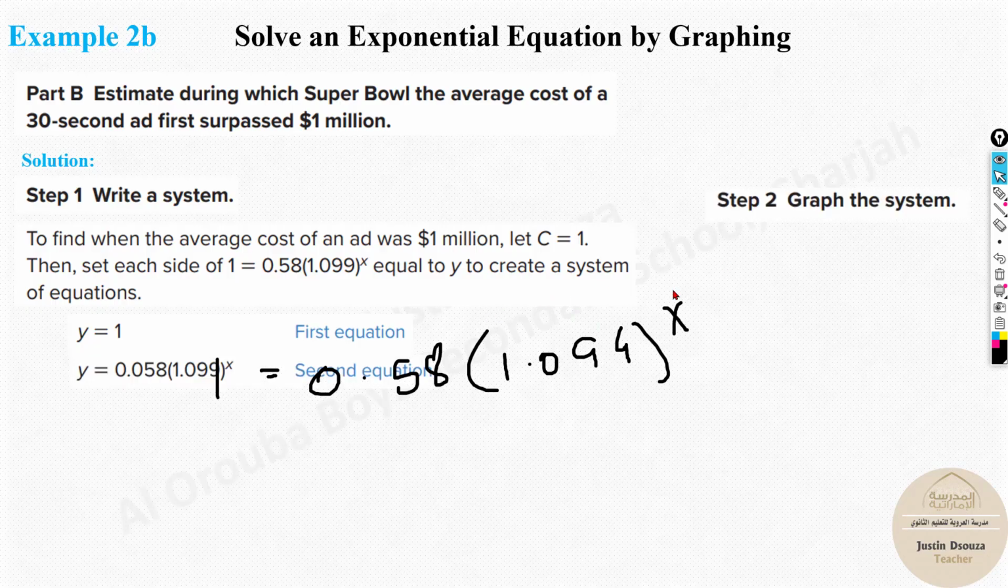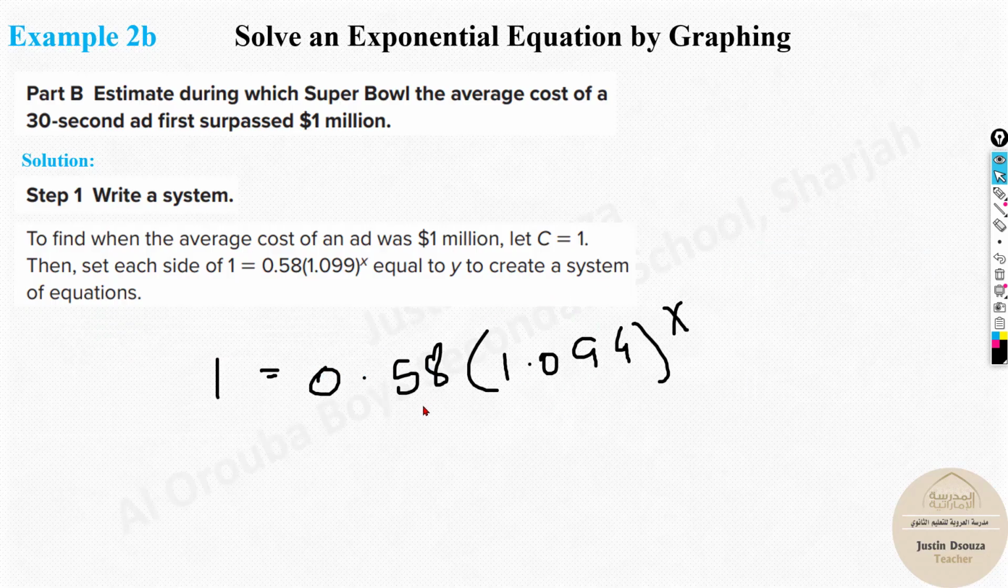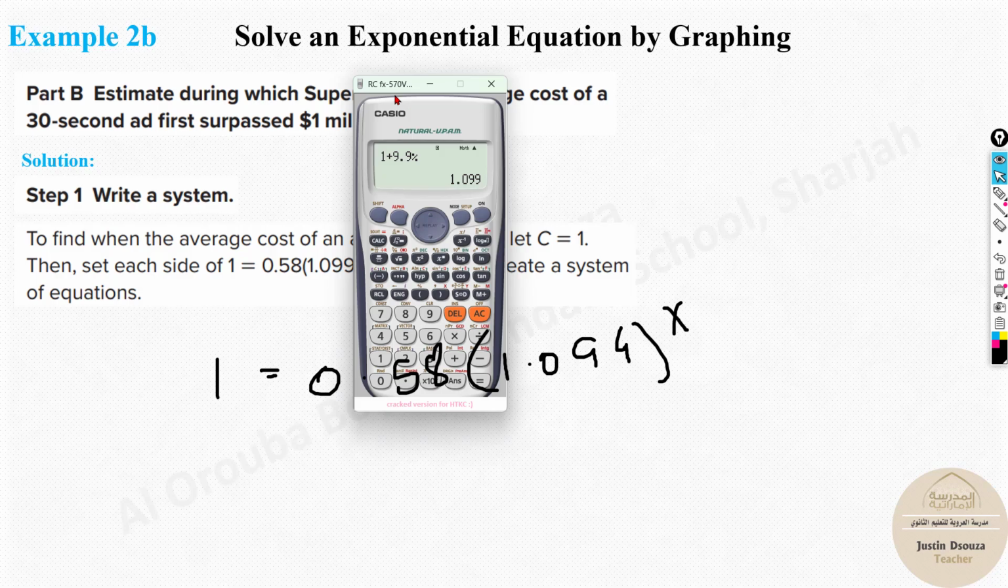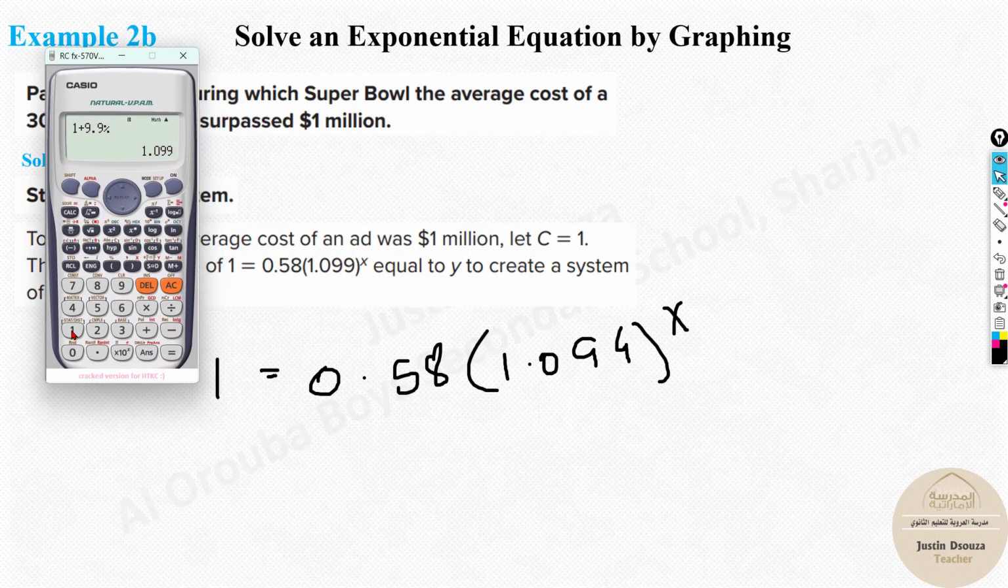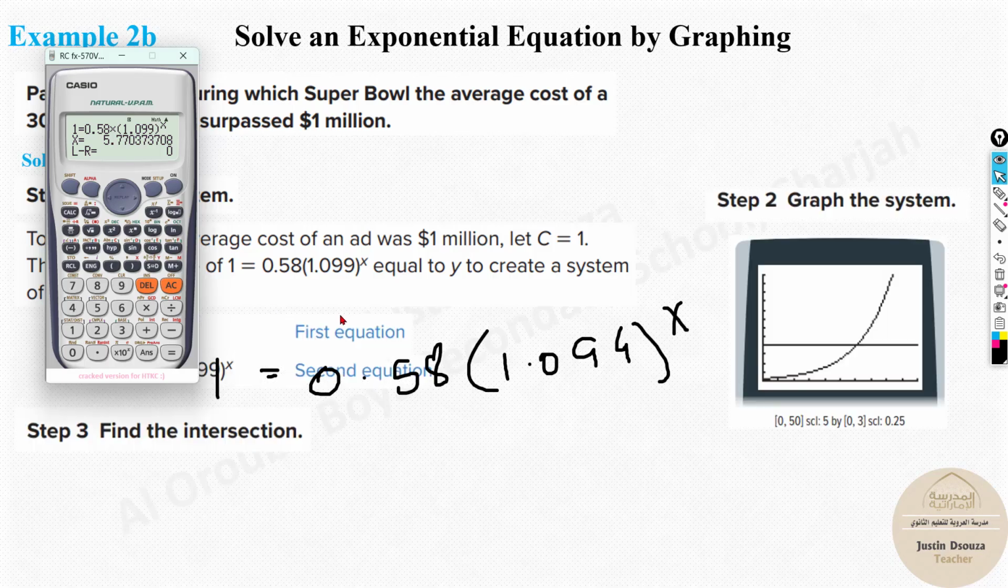Now here they have used a graphing calculator, but we do not need to use a graphing calculator. We can use a calculator directly. Equate 1 equals 0.58 multiplied by 1.099, close the bracket, and to the power unknown x. So we need to know which Super Bowl. So just shift and solve, and now you will get the x value, that is 5.77.